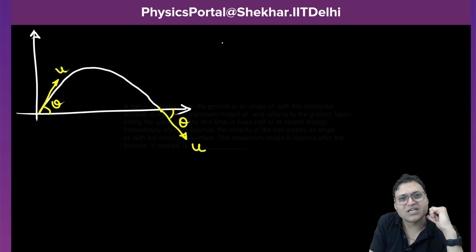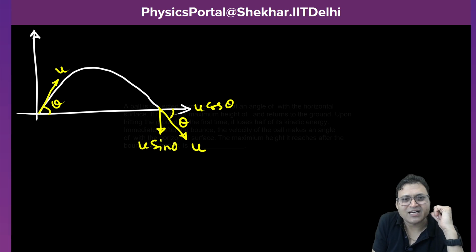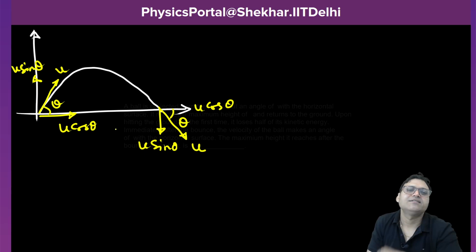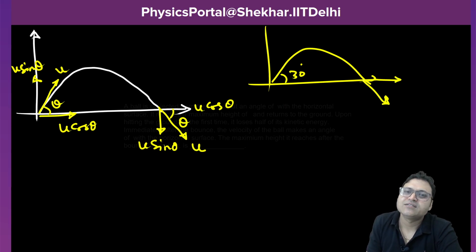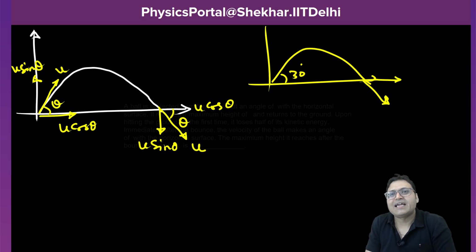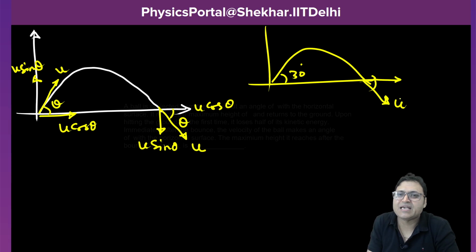So for theta equal to 30 degree, let us say this is u cos theta and this will be u sin theta. Here it will be u cos theta and it will be u sin theta. So if the angle of projection is 30 degree, the final velocity with which the particle is hitting the ground is also the same u. This is also angle 30 degree.